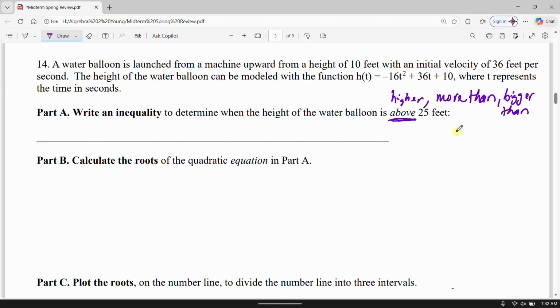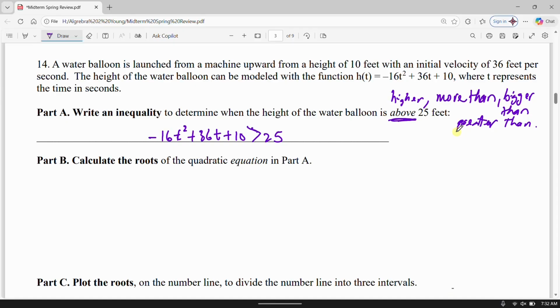So you have to start with negative 16t squared plus 36t plus 10 greater than 25. So put it here, you can say greater than. That's what it means when they say above. When they say below, then it's the other way around. Sometimes you're going to have an equal sign as well.